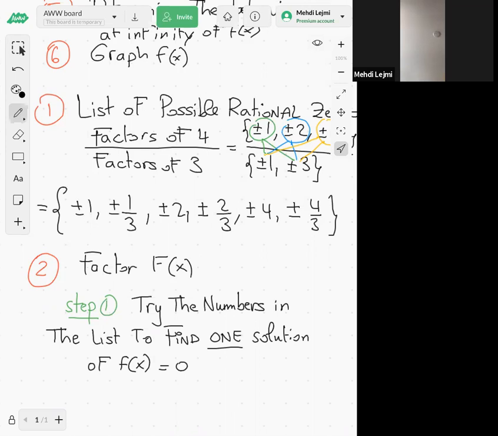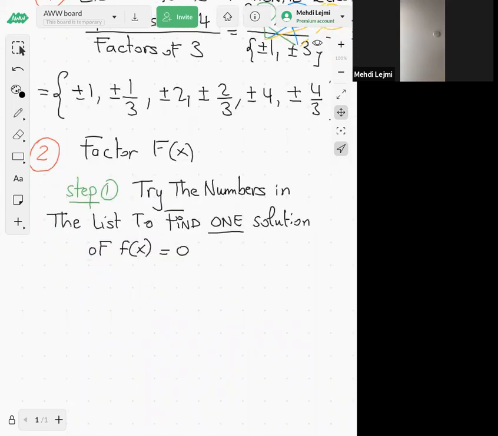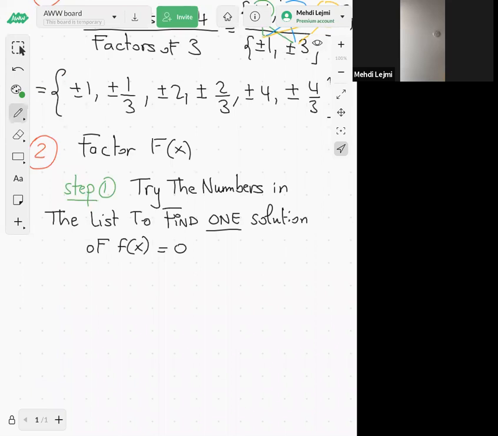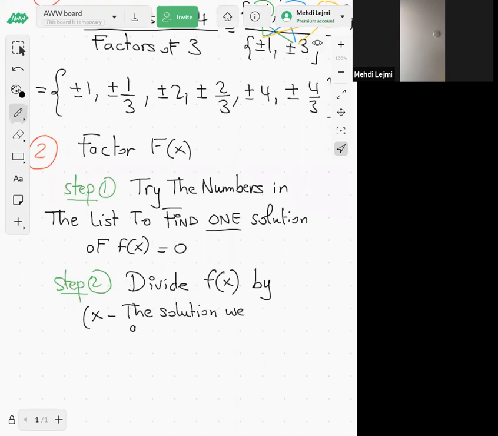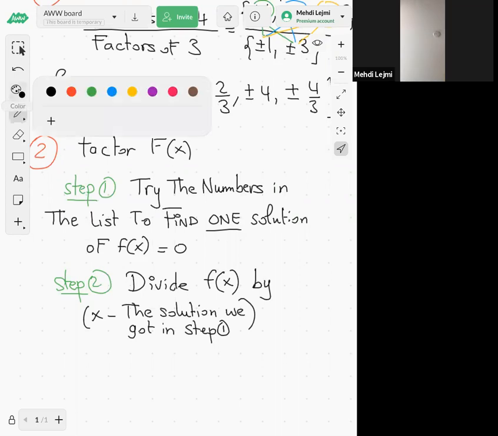Now, once you find one solution, you don't have to try all the numbers. Just find one solution of f of x equal to 0, and then in the second step, you have to divide. So step 2, divide f of x by x minus the solution we got in step 1. Once you divide, then you have to factor.